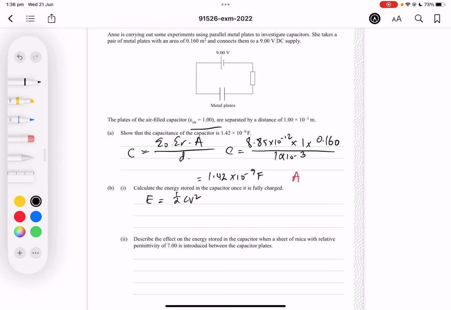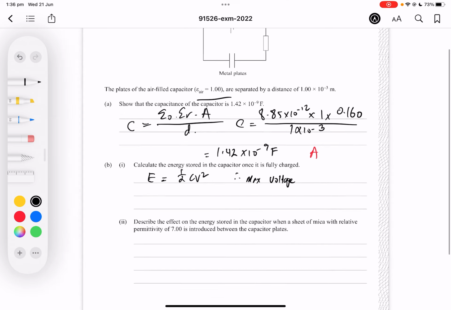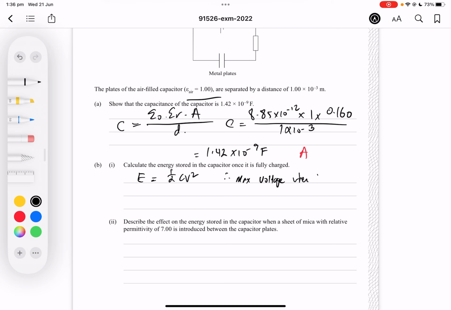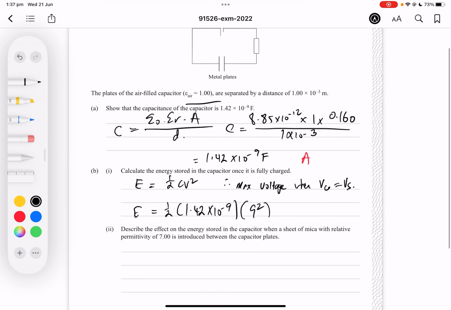Current is equal to 0. And at that state, there's an equilibrium and the maximum voltage is reached. So therefore, we're just saying that max voltage is when V of the capacitor is equal to the source. So therefore, E is equal to 1/2 of the capacitance, which we just calculated as 1.42 times 10 to the power of -9, times by the 9 squared. And that's going to be equal to 5.75 times 10 to the power of negative 8 joules.